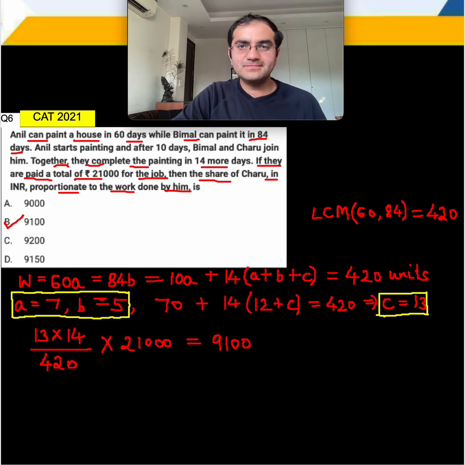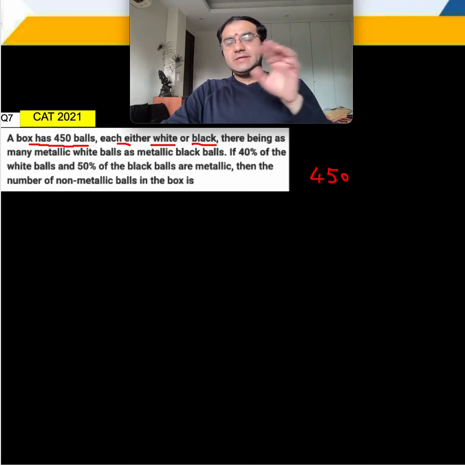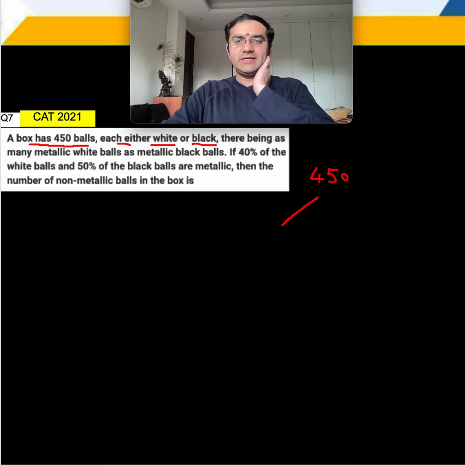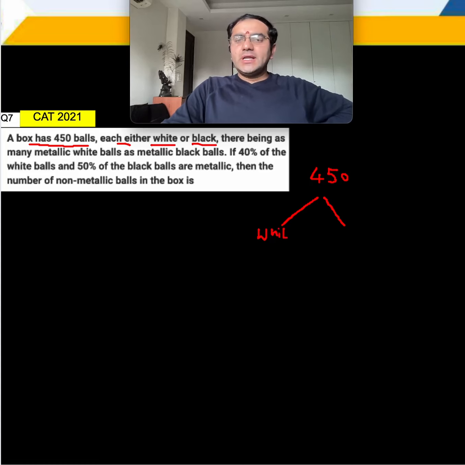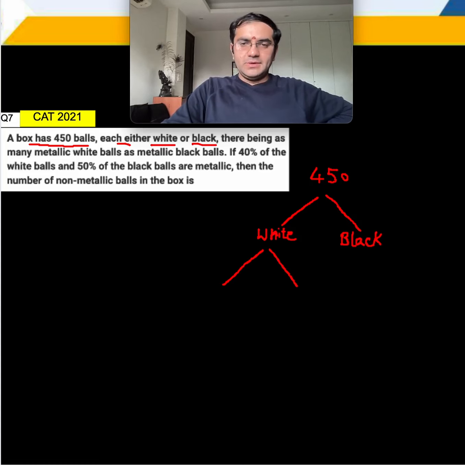Simple. The standard percentage question based upon comprehension and forming a tree. We are going to be able to complete it very quickly. A box has 450 balls, either black or white. So I take 450 balls. There being as many metallic white balls as metallic black balls. So metallic and non-metallic ki bhi baat hai, and white and black as well. So I'll categorize them into white and black. And then you have metallic and non-metallic. Okay? So niche we'll make metallic and non-metallic categories. As many metallic white balls as metallic black balls.